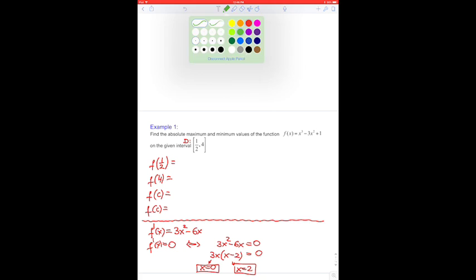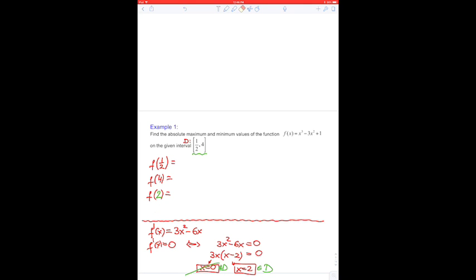We do have 0 and 2. However, we're going to check against the domain. That's my domain one more time, and 0 is not in the domain. That means I will not list 0. 2 is fine. The only number that I will use is 2.